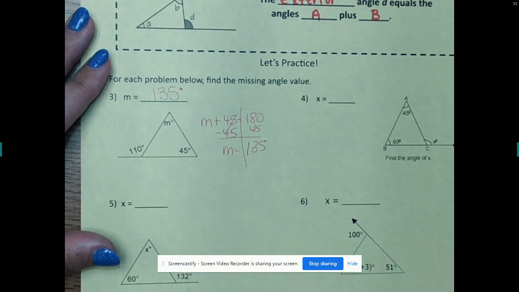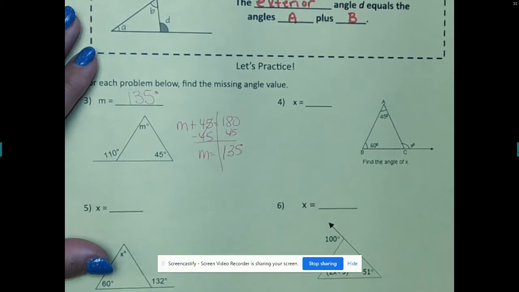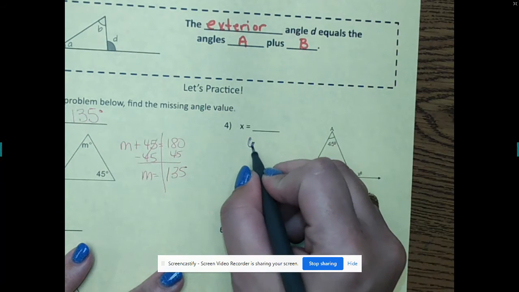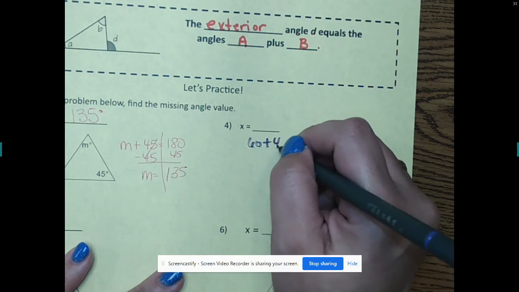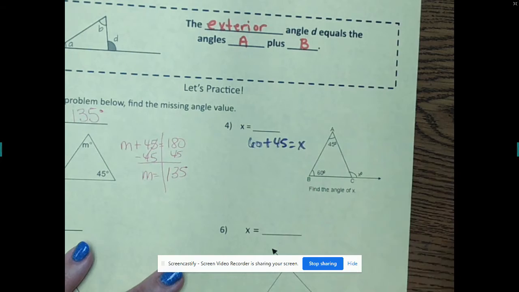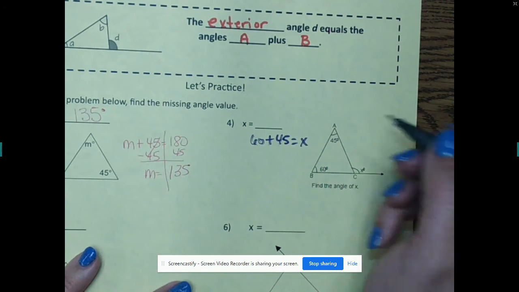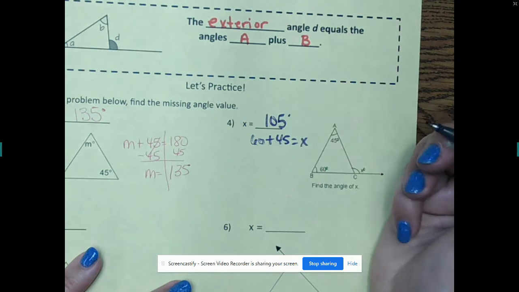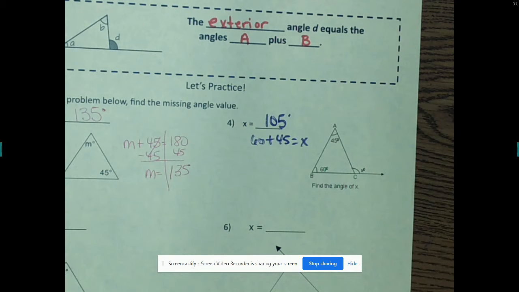Okay. Number 4. Again, they're not trying to trick us yet. Okay, what two angles am I adding in? 60 plus 45 equals x. What is 60 plus 45? But what is that equal? 105.